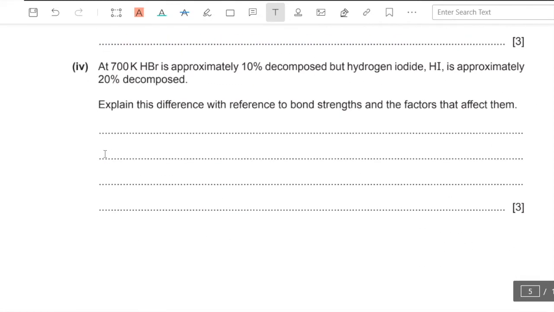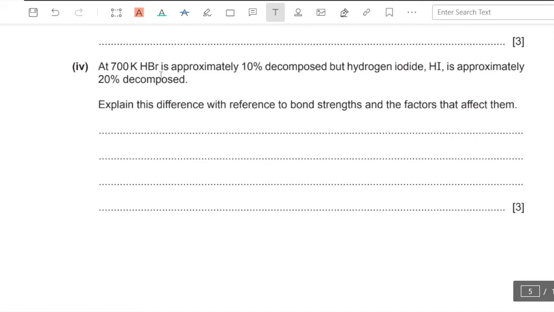4. At 700 Kelvin, hydrogen bromide is approximately 10% decomposed, but hydrogen iodide is approximately 20% decomposed. Explain this difference with reference to bond strengths and the factors that affect them. So in decomposition, what happens is the bonds between hydrogen and the halogen are broken, and as the question states, hydrogen bromide and hydrogen iodide, when broken down at the same temperature, do not have equal percentage decomposition, or in other words, hydrogen iodide is broken down more. And that could mean that the bond between hydrogen and iodine is weaker than the bond between hydrogen and bromine. And in this answer, you're supposed to explain why.